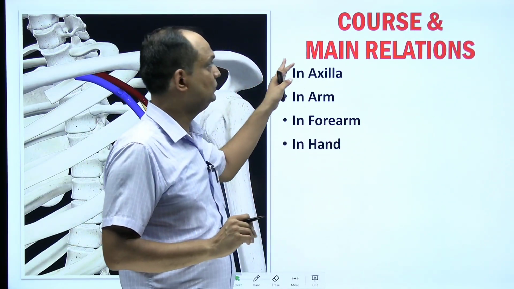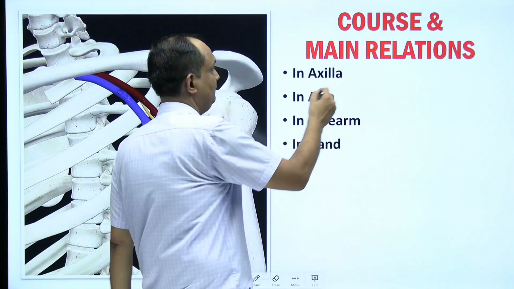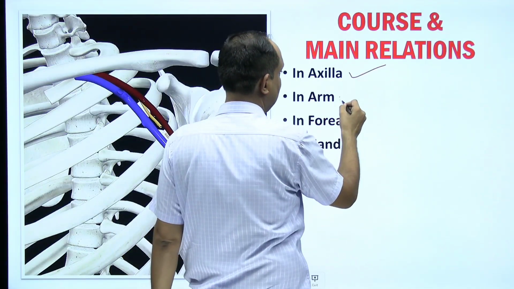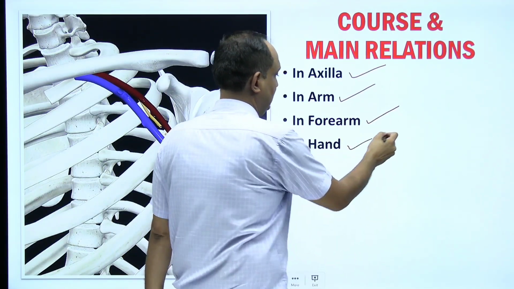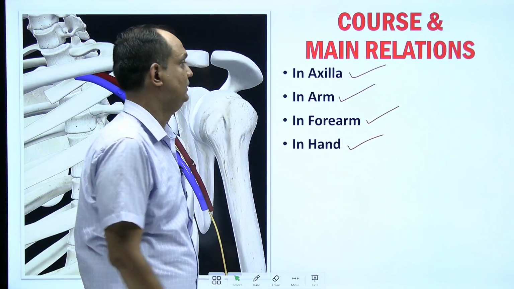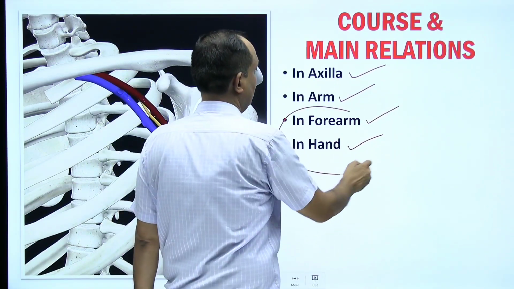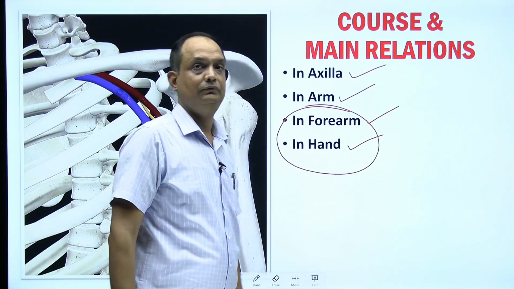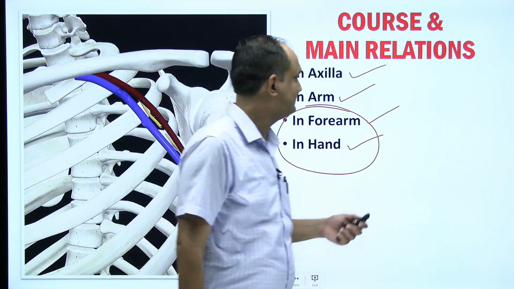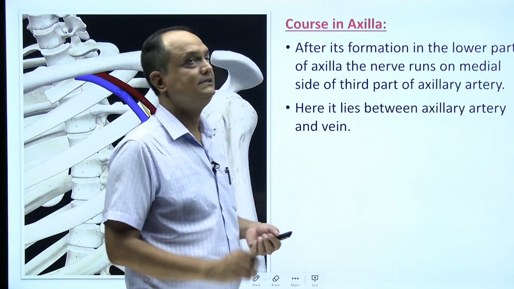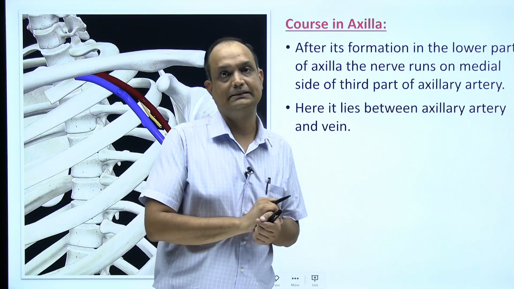Now, what is the course of the ulnar nerve? When you read the course, we will divide it into 4 parts: course in the axilla, in the arm, in forearm and hand. Most of the time, you have the questions on the part of ulnar nerve in forearm and hand. So, let us discuss this. Now, first we will see the course of ulnar nerve in axilla.